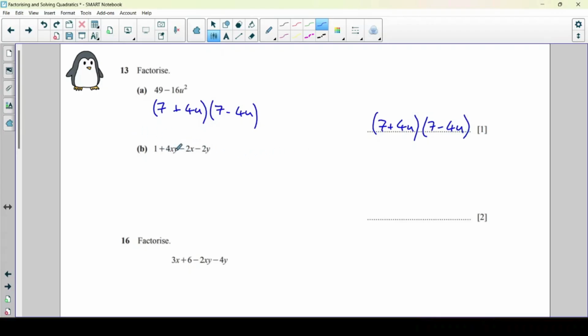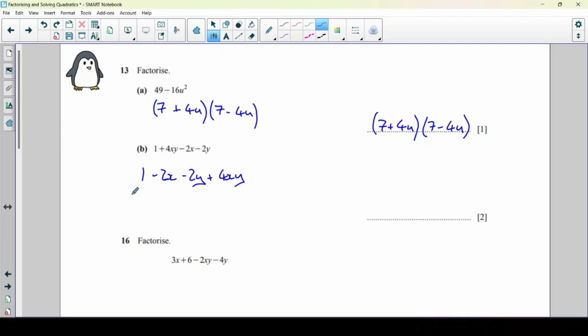This one here looks like 2 single brackets. If I took 1 out of this first one, I'd get 1 plus 4xy. I'm not going to get the same thing if I do the same with the second one. So what I'm going to do, it's one where I'm going to do a bit of rearranging first. So I'm maybe going to do 1 minus 2x, and then minus 2y plus 4xy. Again, you could have tried a slightly different order and you could still end up with the same thing.